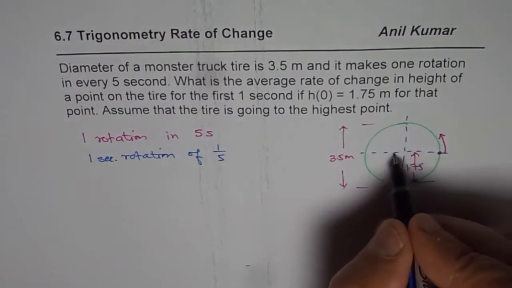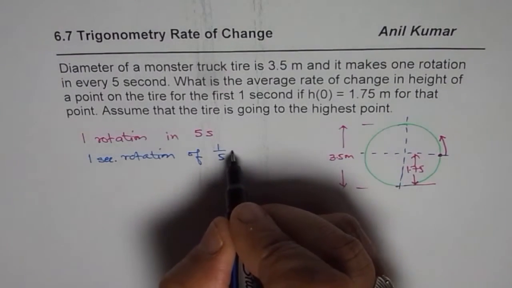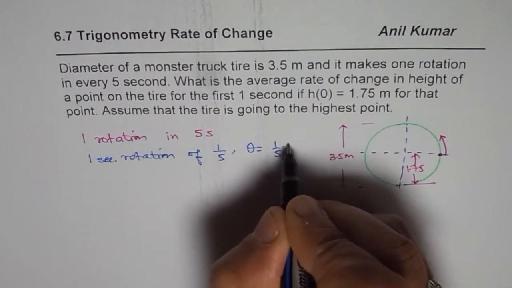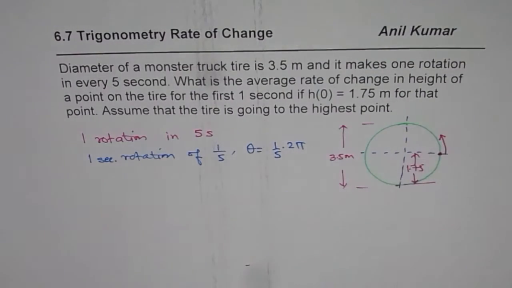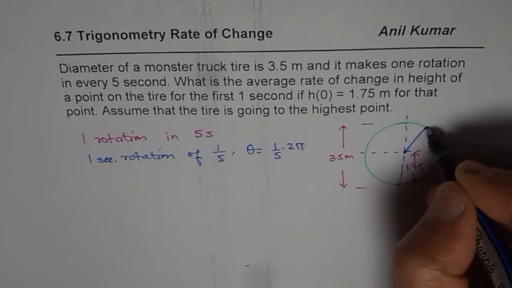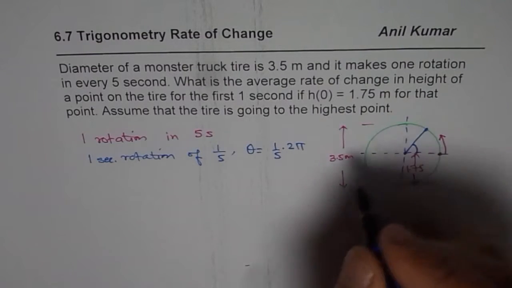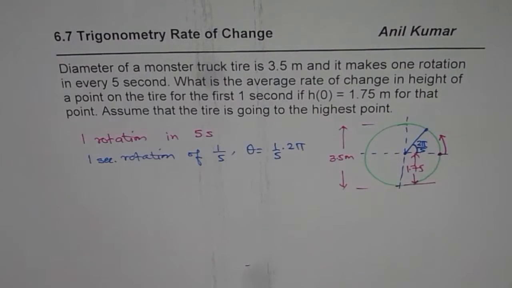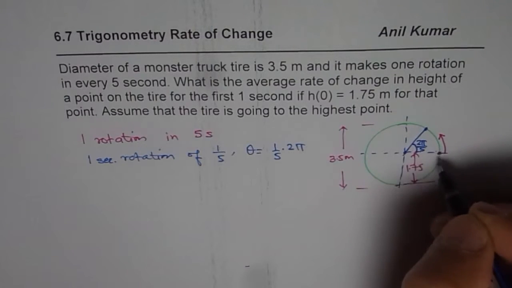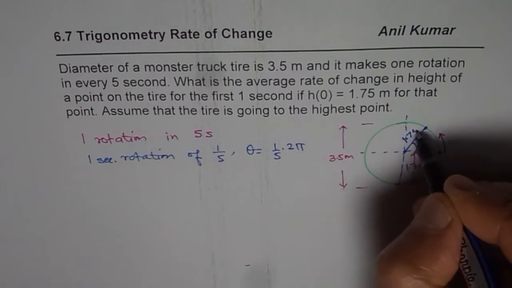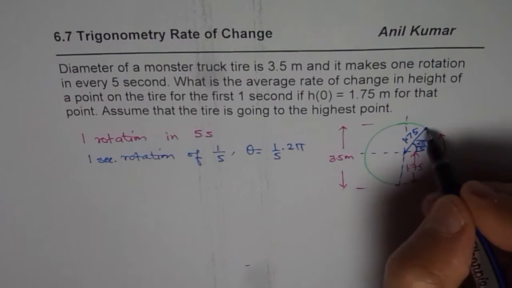Now when we say 1/5 of the circle, the angle will be how much? In that case, theta should be equal to 1/5 of 2 pi, in radians. So from the center, the point is somewhere here, where this angle is 2 pi by 5. You get the point. That is the angle which the point will be making with the center. And we know that the radius is 1.75.